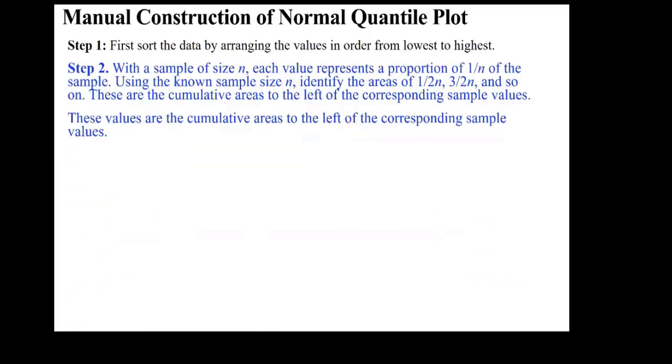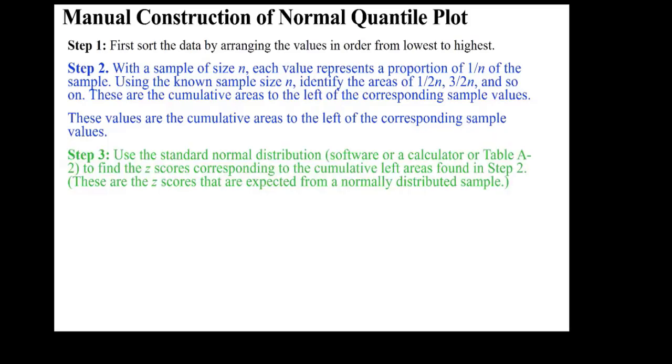Here's the second one. With a sample size of n, each value represents a proportion of 1 over n of the sample. Using the known sample size n, identify the areas of 1 over 2n, 3 over 2n, and so on. These are the cumulative areas to the left of the corresponding sample values. Use the standard normal distribution software, a calculator, or Table A-2 to find the z-scores corresponding to the cumulative left areas found in step 2.